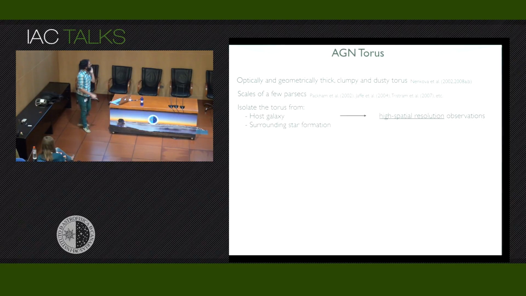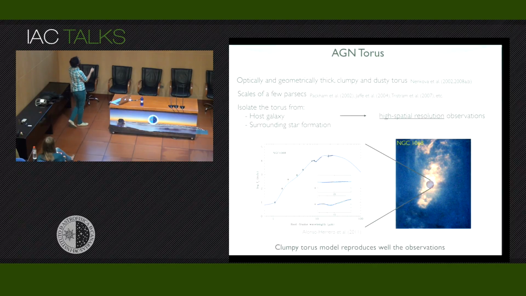So one specific case is NGC 1068. Here I show an optical image of the center of the AGN. If we use high spatial resolution, we can build the spectral energy distribution of the torus from 1 to 20 microns. The dots represent the photometry, and the black lines represent the mid infrared spectroscopy. And here is the modeling based on the clumpy torus model, made by Christina.